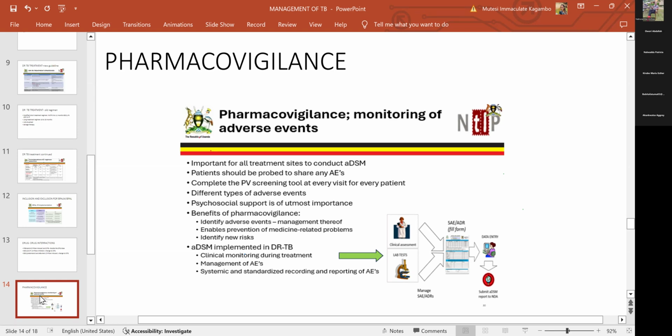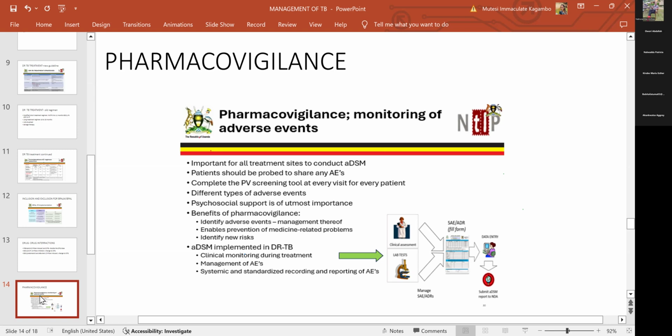They did that with bedaquiline. They've done that with pretomanid. So you have to continuously do your surveillance and reporting. I expect you to be reporting a lot to NDA about TB drugs in your respective places of deployment. So these are some of the selected adverse events with the drugs.